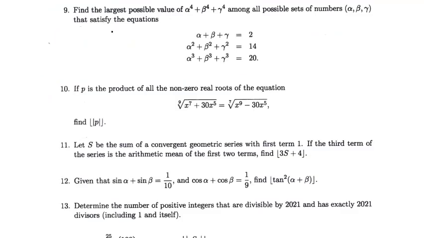SMO Singapore Mathematical Olympiad 2021 open section first round problem number 9. Find the largest possible value of alpha 4 plus beta 4 plus gamma 4 among all possible sets of numbers alpha, beta, and gamma that satisfy the equations alpha plus beta plus gamma equals alpha squared plus beta squared plus gamma squared equals 14, alpha cubed plus beta cubed plus gamma cubed equals 20.